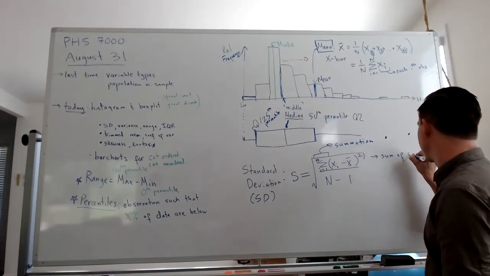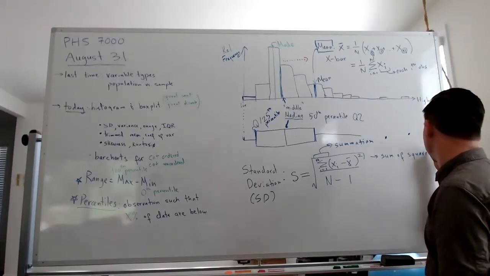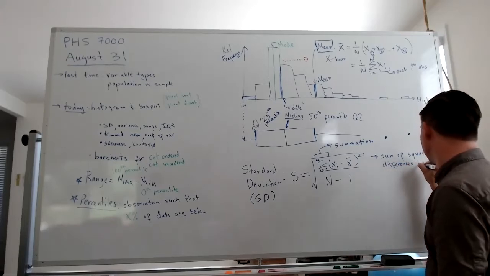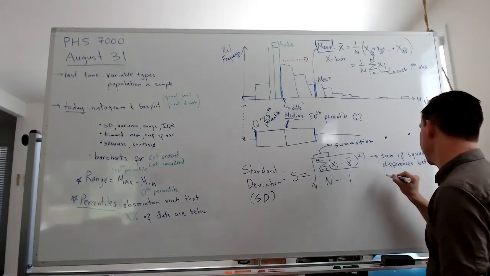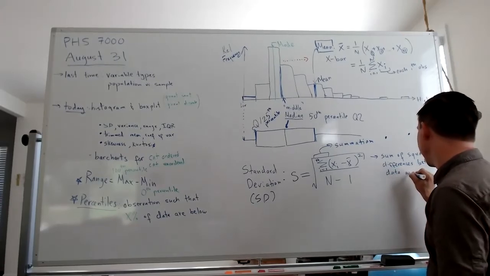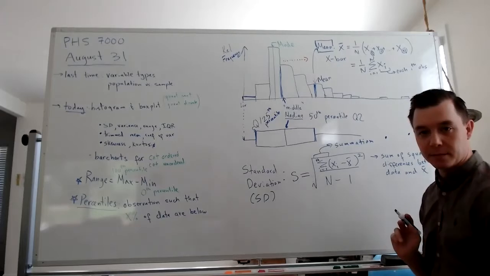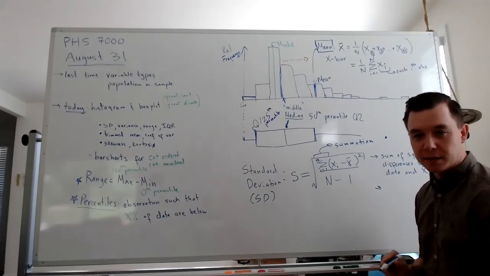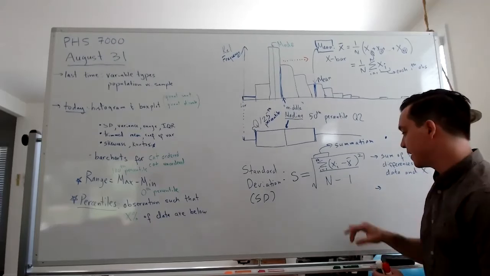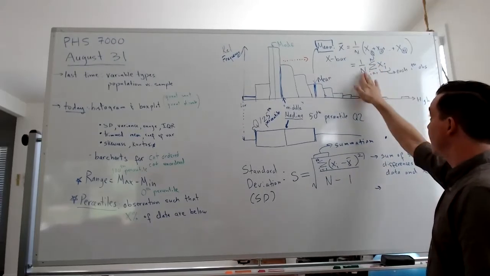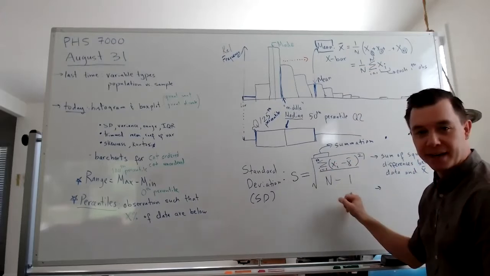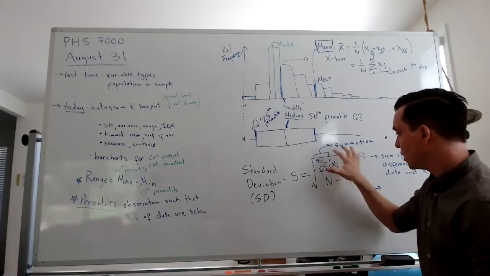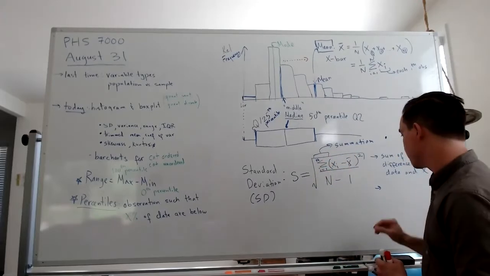Sum of squared differences between data and x bar, which is the sample mean, divided by n minus 1. So what I'm specifically trying to say is, okay, we sum things, divide by n. We sum things, divide by n minus 1. This is really an average, right? We're sort of taking an average here.